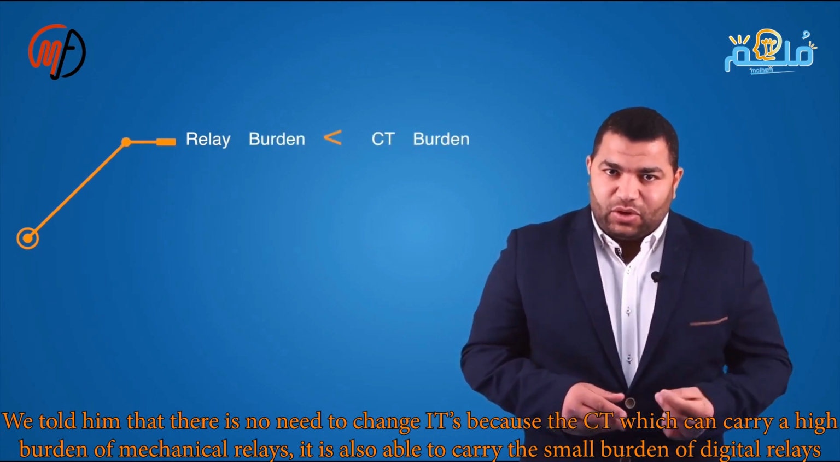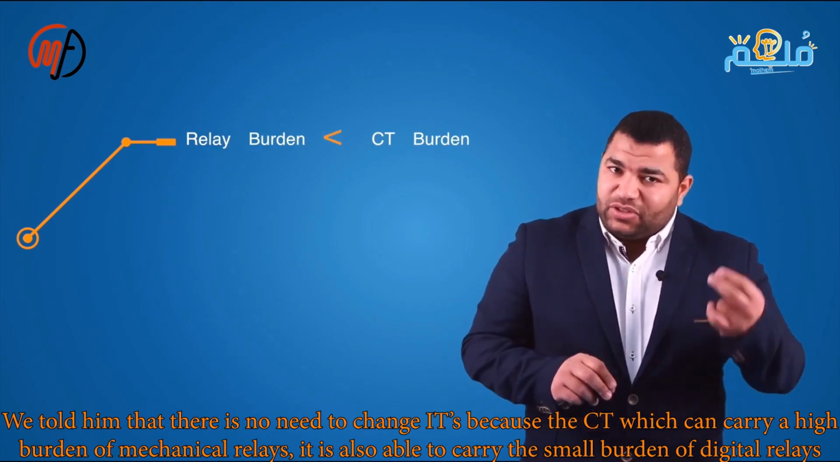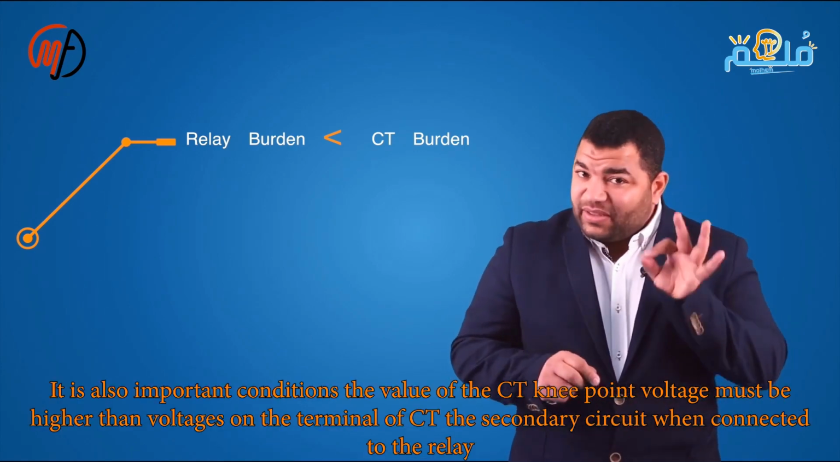CTs are for protection or measurement. Protection CTs have higher knee point voltage. This prevents quick saturation during a fault. Ensure the knee point value is higher than the secondary terminal voltage with the relay connected.